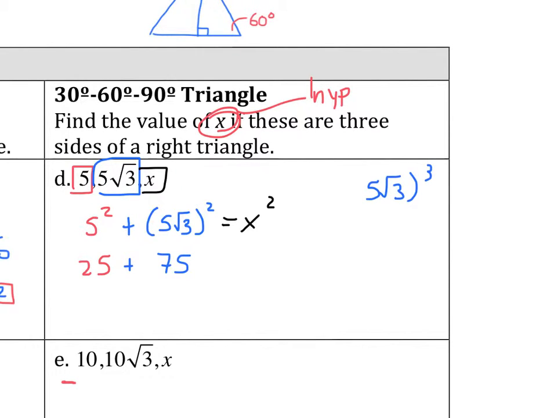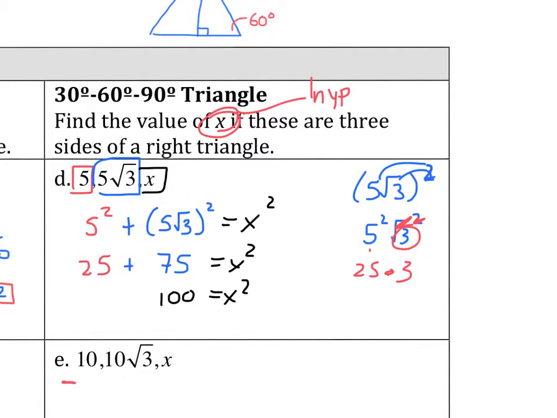Well, remember when you have a cube outside or a square outside, that's similar to the distributive property. So 5 squared times radical 3 squared. 5 squared is 25, but this here drops out, so we're left with the 3. So 25 times 3 is 75 equals x squared. This simplifies to 100, and x is 10. So notice a pattern here. 5, 5 radical 3, and 10.